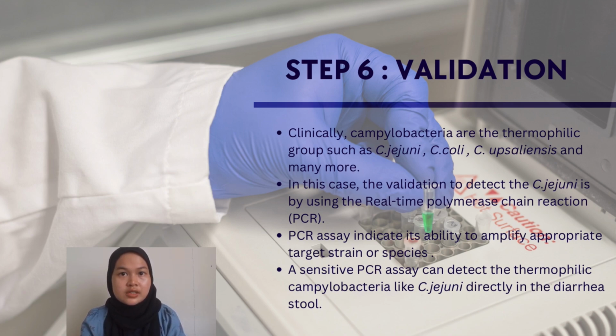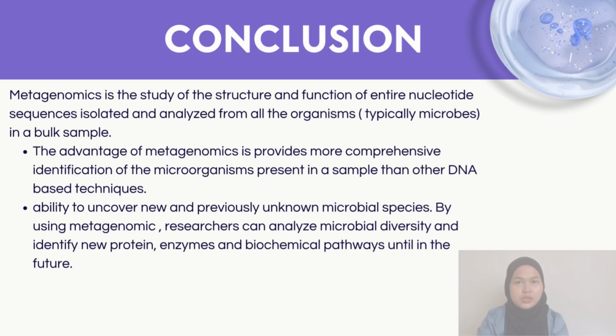PCR assay indicates its ability to amplify appropriate target strains or species. A sensitive PCR assay can detect the thermophilic Campylobacter like Campylobacter jejuni directly in the diarrhea stool. Lastly, we go to the conclusion.